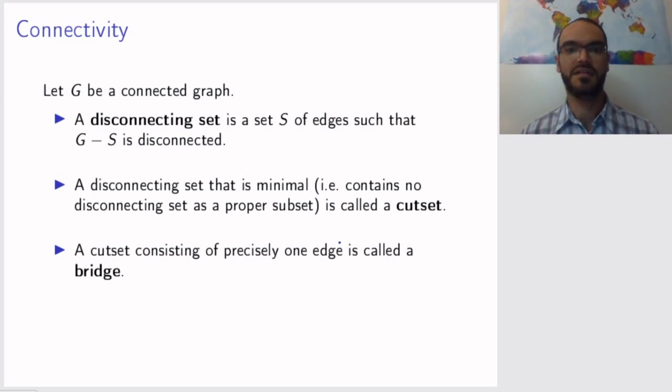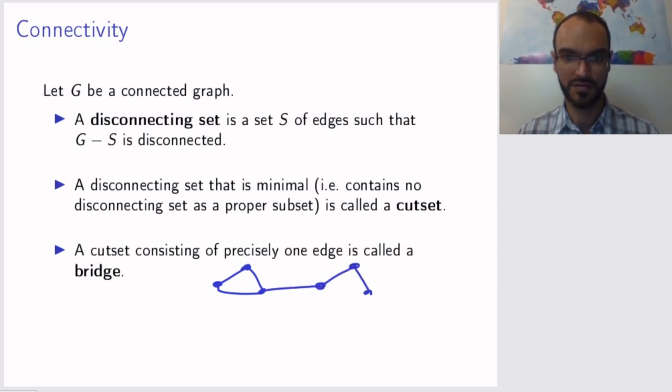And a cut set that only has one edge is called a bridge. The idea is that if you have some sort of graph here and then you have a river, and river is not a precise term, then this is a bridge because if I remove just this one edge, the graph will become disconnected.